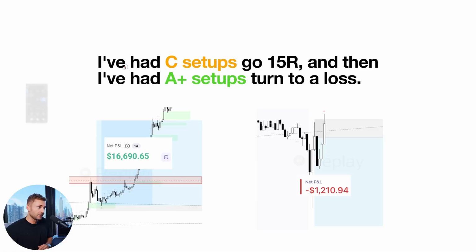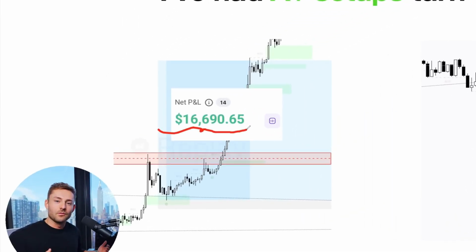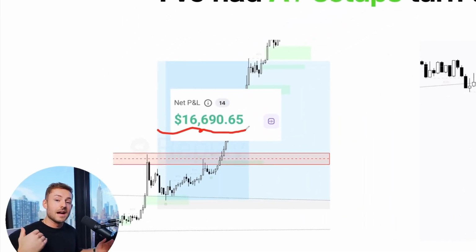So for example, in a good example of this, I've had C setups, so not A plus, not B, all the way down to C, where I still want to take it because of the situation I'm in, or the fact that I think I can capitalize on that move for the day. Maybe I'm in profit and I have a slightly higher tolerance for risk. And trades like those can sometimes play out to be the biggest trades that you'll have, ones that you're not expecting to work out. That's why you have to treat them equally.